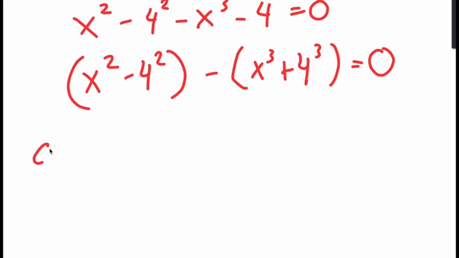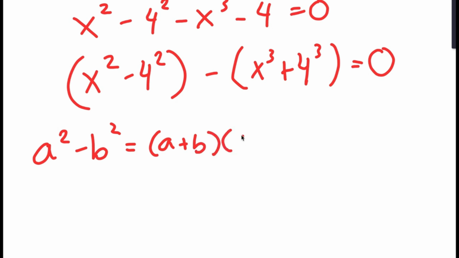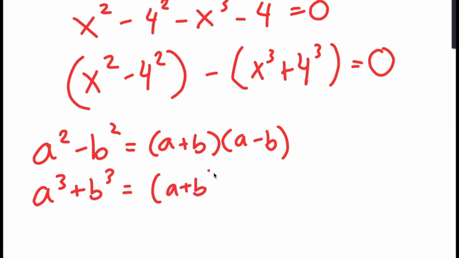Now, if I have something in the form of a squared minus b squared, this is equal to a plus b times a minus b. And if I have something in the form a to the power of 3 plus b to the power of 3, this is equal to a plus b times a squared minus ab plus b squared.